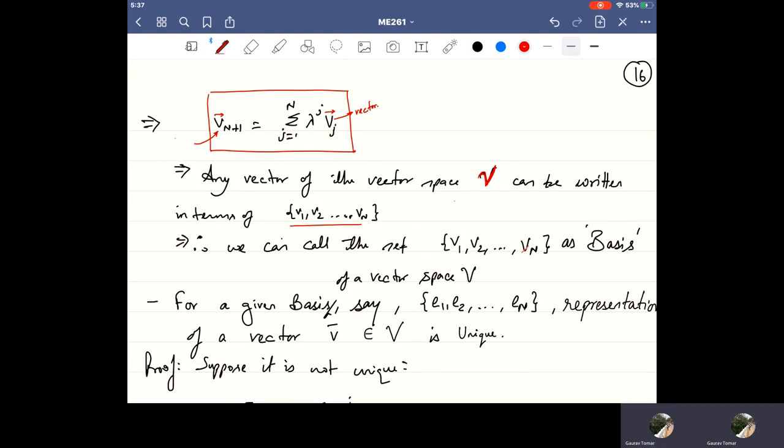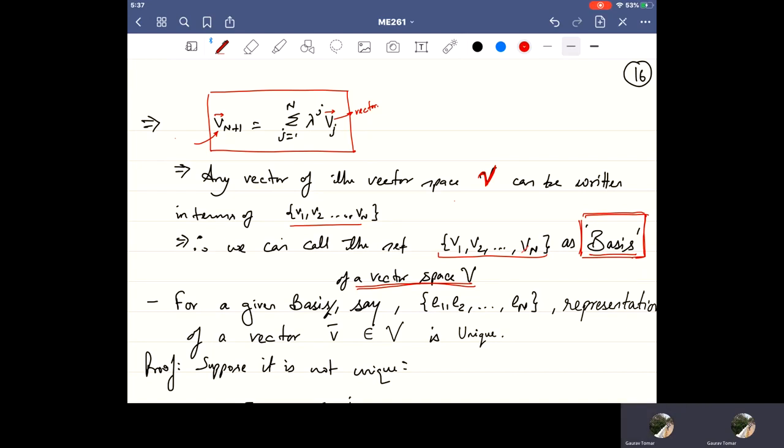And therefore, we can call this set v1 to vn a basis for the vector space. That means this vector space can be constructed from these vectors. The entire set can be constructed from these vectors. So this forms the basis. So a maximal set is a basis.